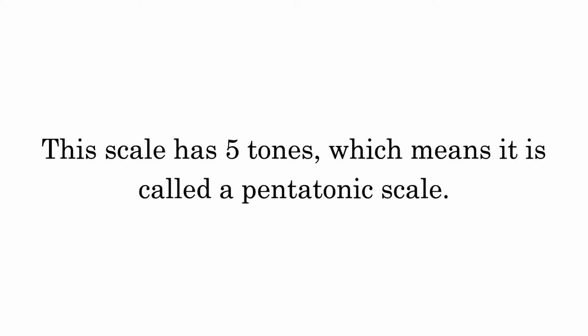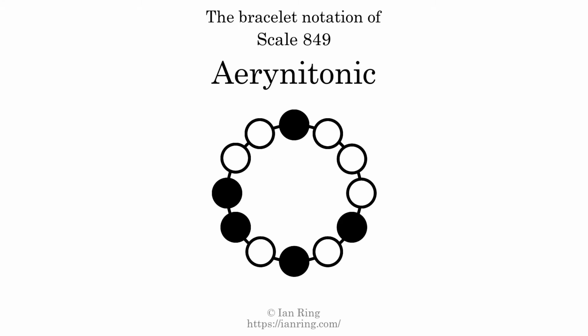This scale has 5 tones, which means it is called a pentatonic scale. This is a bracelet notation diagram of scale 849. The shaded circles represent tones that appear in the scale, and they are read clockwise, starting at the top.